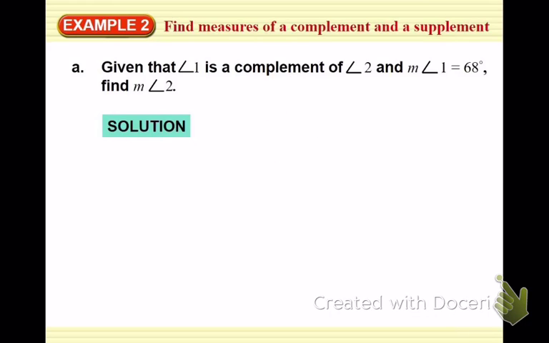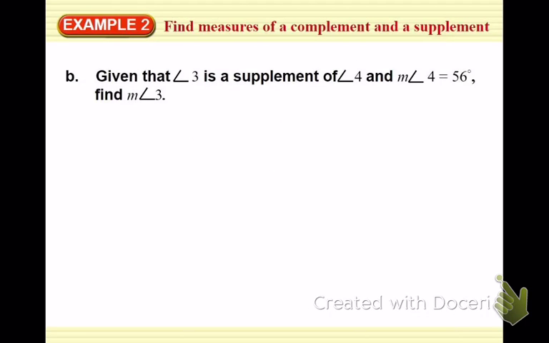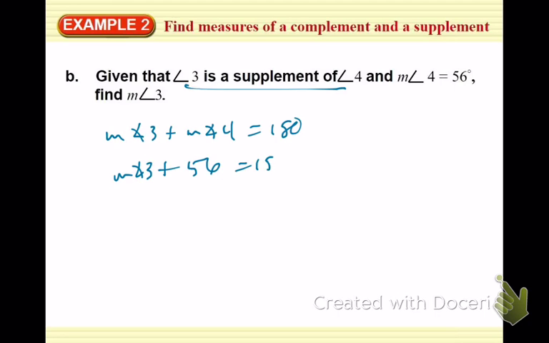Okay. Same thing if 3 and 4 were supplements. Then I know the measure of angle 3 plus the measure of angle 4 is going to be equal to 180 degrees. Now, if the measure of angle 4 is 56, then subtract 56 from both sides, and the measure of angle 3 is going to be 124 degrees. Okay? Again, you may not have to write the equation. You could maybe just subtract 56 from 180. You may get there faster than the equation, but I think the equation can help if it hasn't quite clicked for you yet. All right?